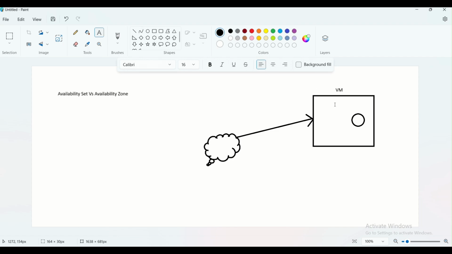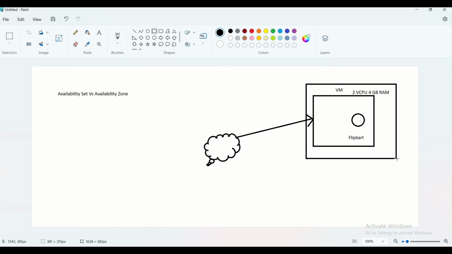Just imagine there is one application I hosted in this VM. You can take it as Flipkart, no issue. So you hosted your Flipkart application on a single virtual machine, and this single virtual machine has two virtual CPUs and 4 GB RAM. So this is the configuration for this VM. Now observe the point. This virtual machine I kept under one region, for example, East US region.